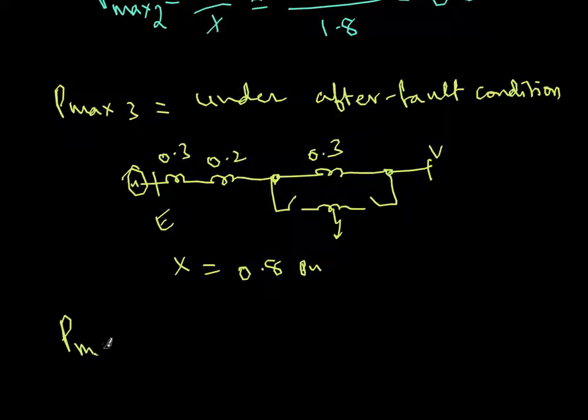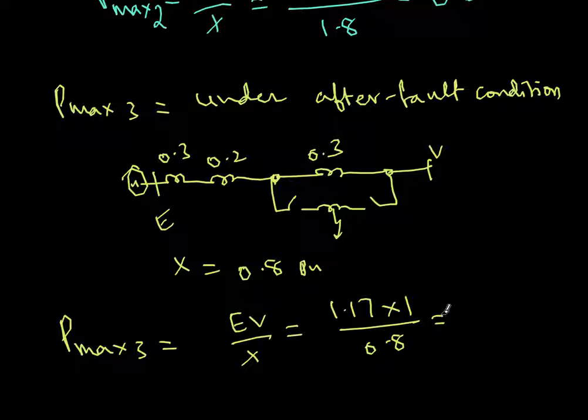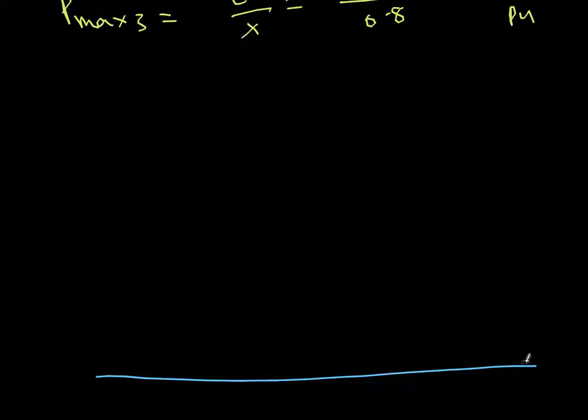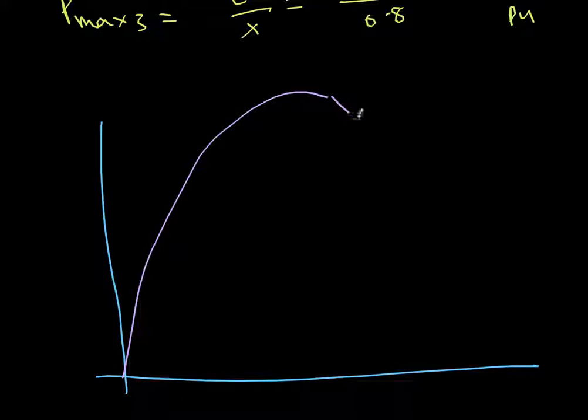So therefore Pmax 3 I can find that is EV by X. So that is 1.17 into 1 by 0.8. So this value will be 1.4625 per unit. So I have now three values. So let me diagrammatically show them so that it will become more clear. So this is under normal operations. This is P1.